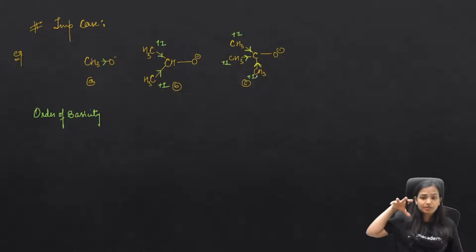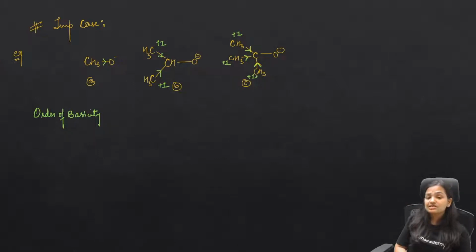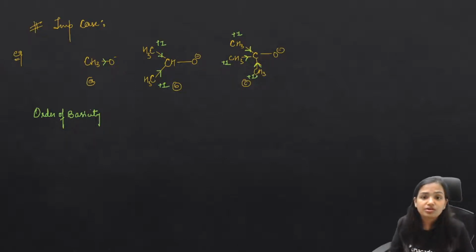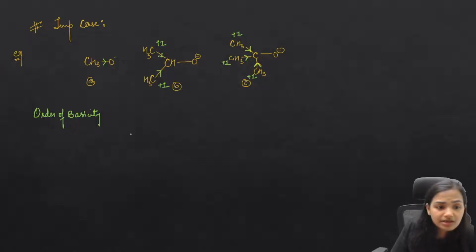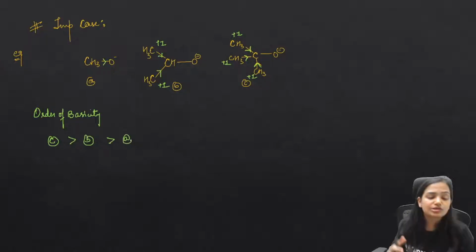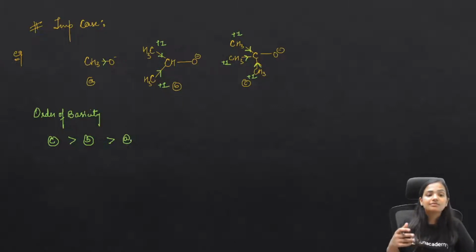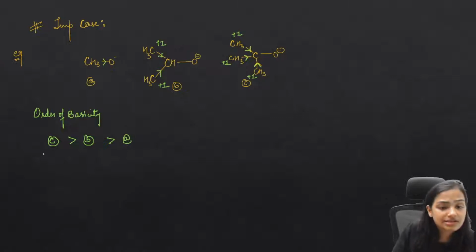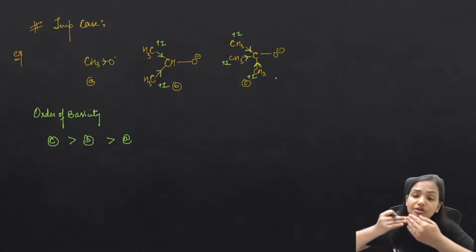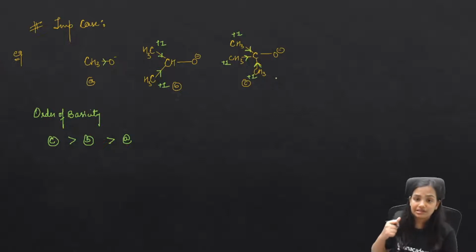So if because of the plus I effect the electron density is increasing, then you people say, ma'am, the basic strength will increase. Right? If I ask you the order of basicity, your answer would be C, then B, then A. That is, the order of basicity is going to be C, B and A. Why? Because of the plus I effect, the electron density is increasing over the oxygen atom, and hence it becomes a good donor. It will accept the proton much more easily.